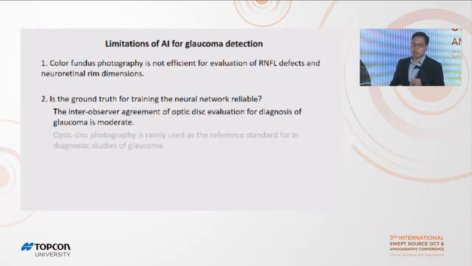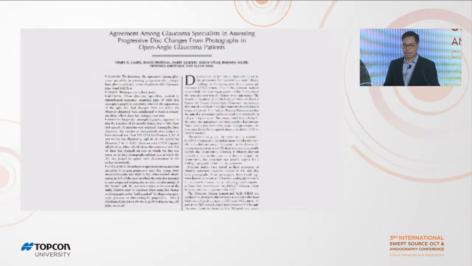is whether the ground truth for training the neural network is reliable. All these papers rely on professional glaucoma specialists to label whether the optic disc photograph is normal or glaucomatous. But we know that photograph interpretation is actually not very reliable, even among glaucoma specialists, in determining glaucomatous changes. And we know the inter-observer agreement of optic disc evaluation is actually moderate. And this study done by Dr. Jampel at Hopkins demonstrated that even among glaucoma specialists, we have poor agreement in evaluating optic disc changes.